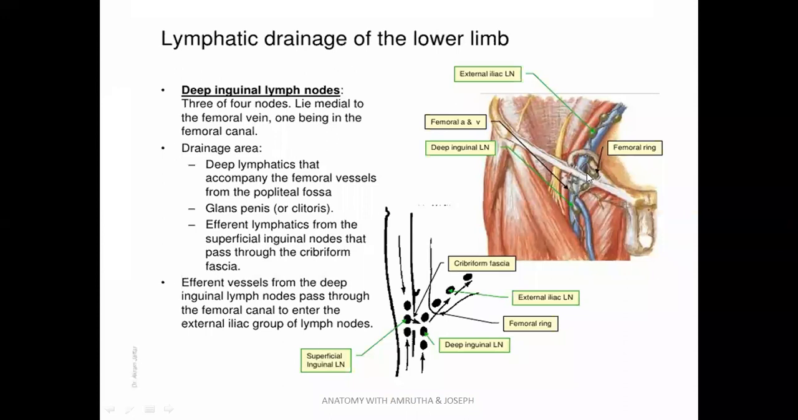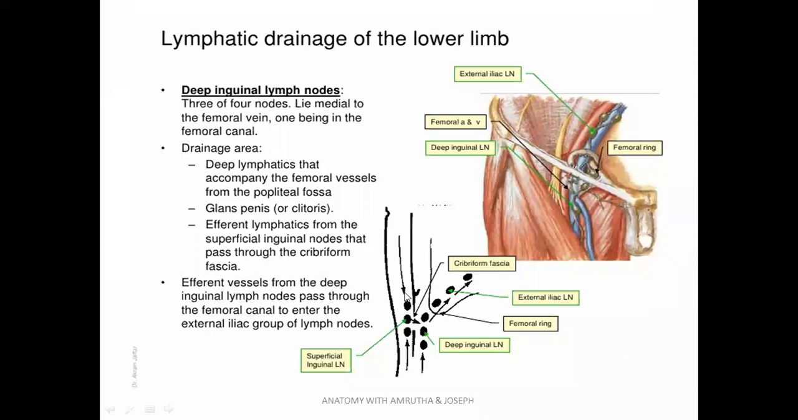The deep inguinal lymph nodes are located medial to the femoral vein, and one is located in the femoral canal. The drainage area is the lymphatics accompanying the femoral vessels, which drain the lymphatics from the popliteal lymph nodes, glans penis in males, clitoris in females, and also efferents from the superficial inguinal lymph nodes that reach the deep inguinal lymph nodes. These are the different areas of drainage. Efferents from the deep inguinal lymph nodes go into the external iliac lymph nodes.